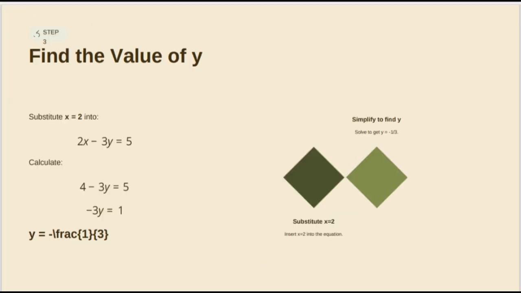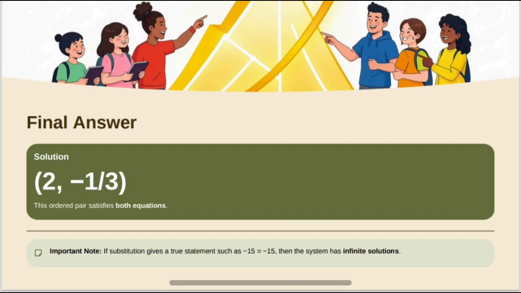Now we substitute the value of x, which is 2, into one of the original equations. So 2 times 2 minus 3y equals 5. Solving this, we find y equals negative 1 over 3. Therefore, the solution of the system is the ordered pair 2, negative 1 over 3. This ordered pair satisfies both equations.